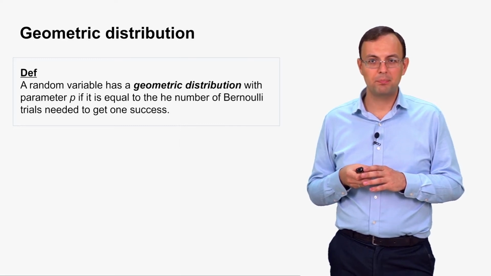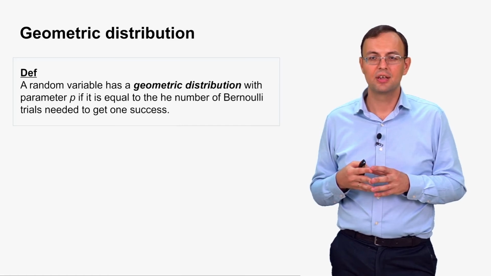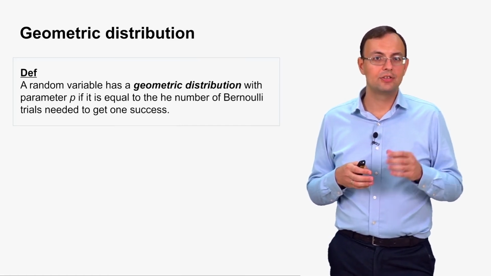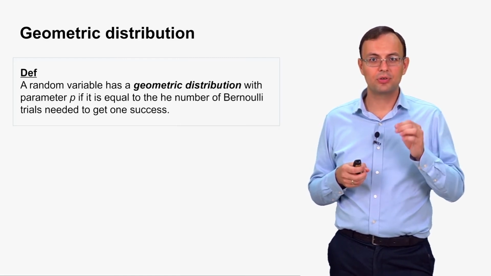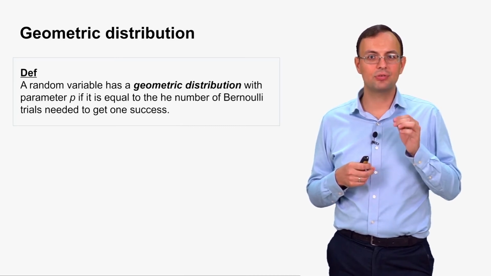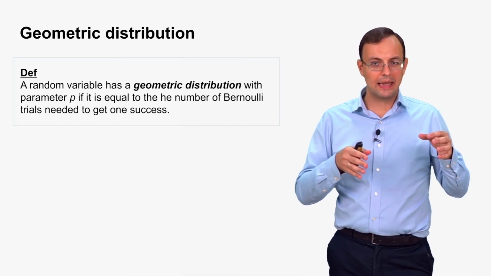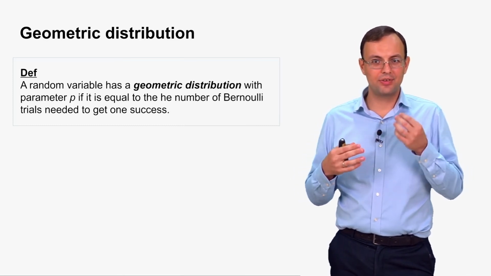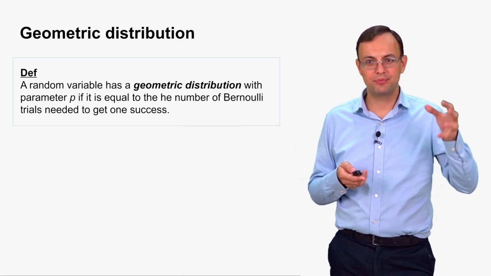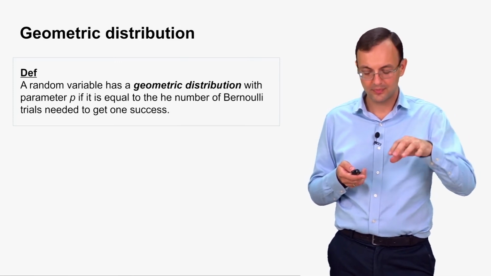Another distribution based on this concept of the Bernoulli trials is a geometric distribution. Geometric distribution is a distribution of a random number of Bernoulli trials needed to get one success. So number of trials before we get the first success in our series, counting the successful trial itself also.